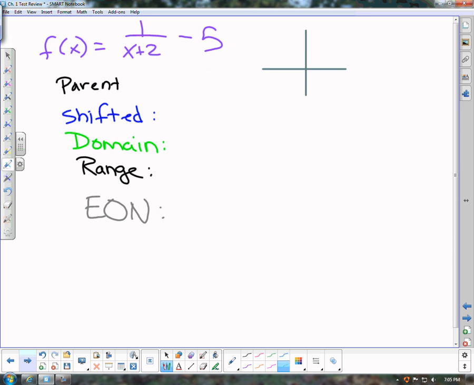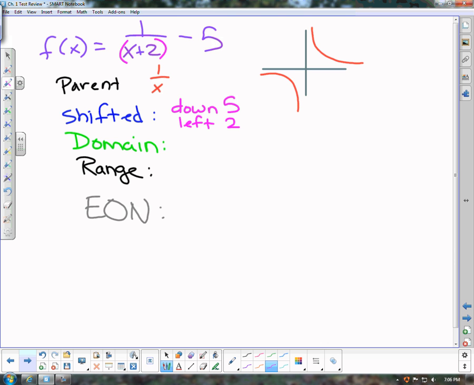Now then, here's another example of a function, and this one, the parent is going to be 1 over x. 1 over x looks like this. So therefore, it is shifted down 5 and left 2, because this is like in a grouping symbol, and even though it's not there, because it's underneath, it's a fraction, it's all considered one thing, so it is impacting the x value.